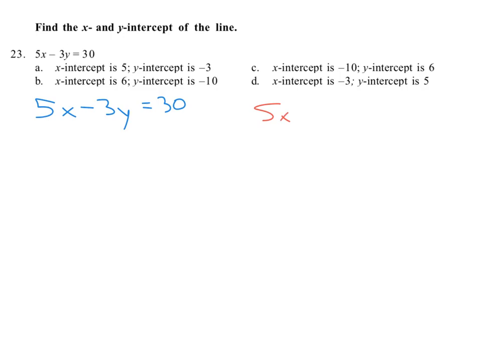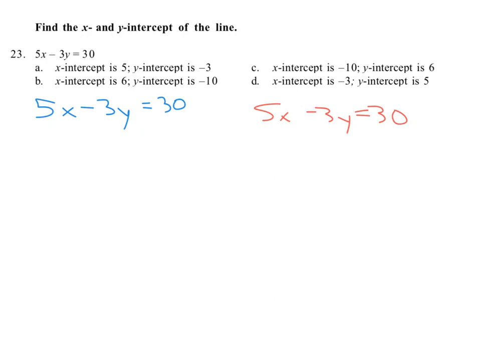And I'm going to do it again over here. 5x minus 3y equals 30. And what happens when you plug in 0 for x? You get 5 times 0. And when you solve that out, 5 times 0 is 0. 0 minus 3y equals 30, which is really just saying negative 3y equals 30.